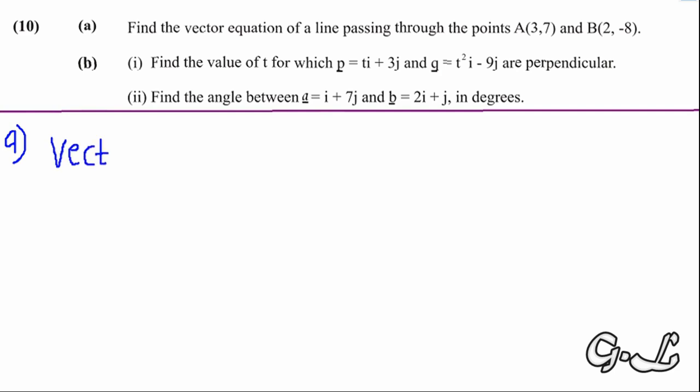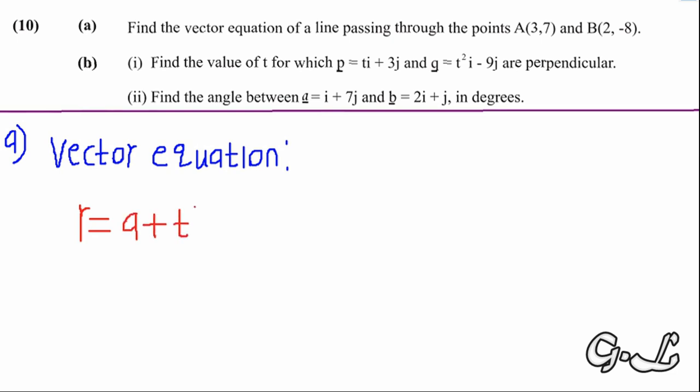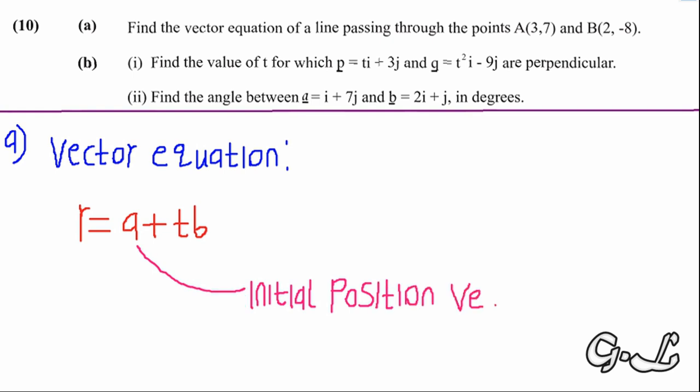So how do we make the vector equation? You need to know the parts which make up the vector equation. We have r, which is simply representing the vector. So r is equal to a plus tb. You need to know what each of these represents. We are starting with a. A is simply representing the initial position vector.